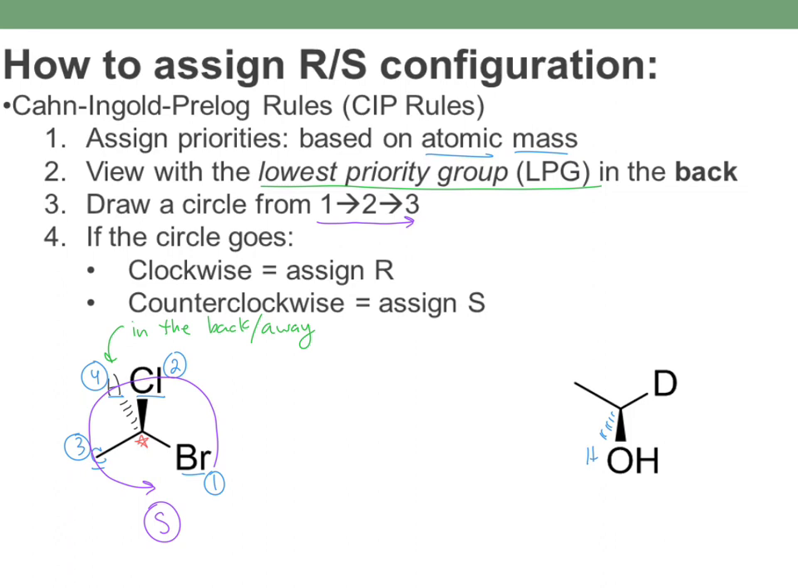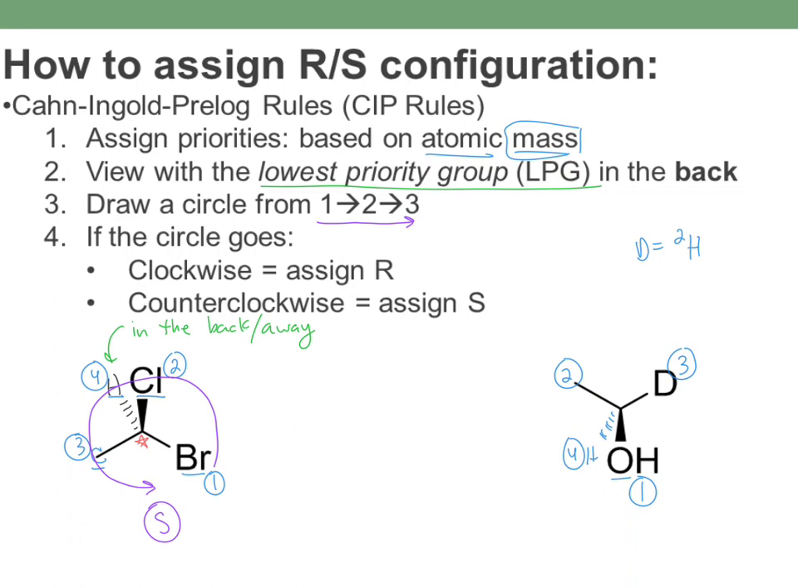So in this case, my highest one is the O. Oxygen weighs more than carbon does. And then I have D. If you haven't seen D in a while, D is deuterium. Deuterium is just a heavy isotope of hydrogen. It's a hydrogen that weighs 2 instead of 1. But since that weighs 2 and a hydrogen weighs 1, it actually is the third highest priority and hydrogen's my lowest, because again, we go by atomic mass. Deuterium weighs more than hydrogen, therefore it's a higher priority than hydrogen is. These are the rules that Kahn, Ingold, and Prelog came up with.